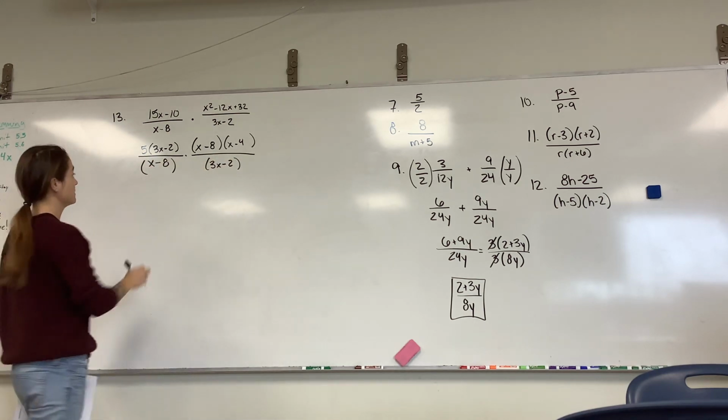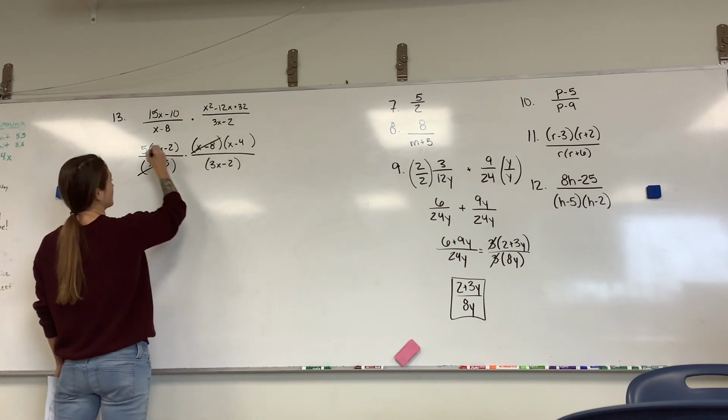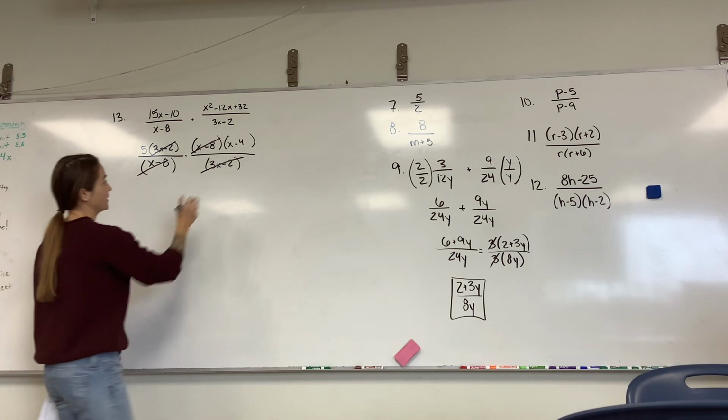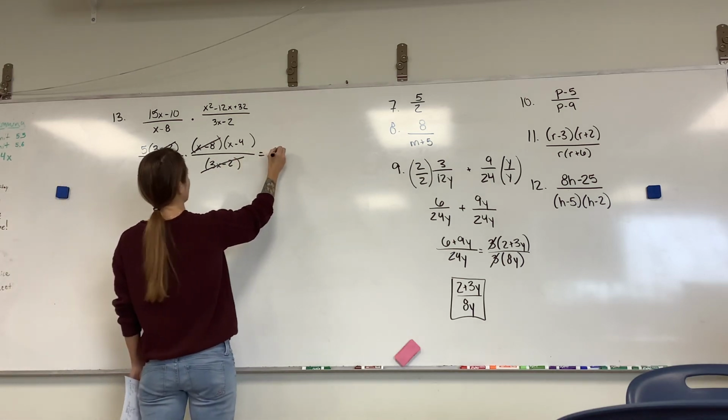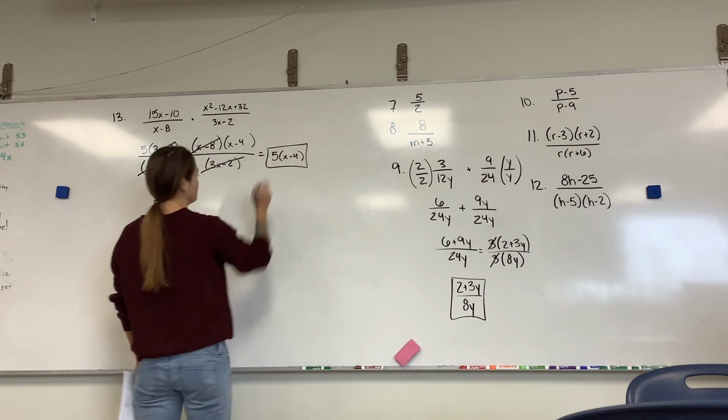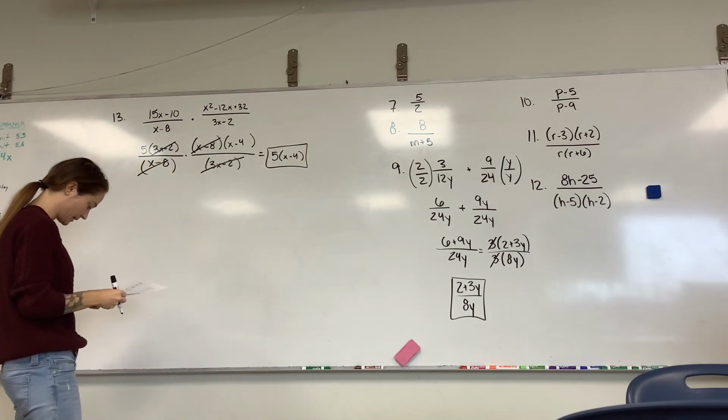Now I'm pretty happy because the x minus 8 terms will cancel, the 3x minus 2 terms will cancel, and I am left with a single answer of 5 times the quantity x minus 4. Let's double check it. Yes.